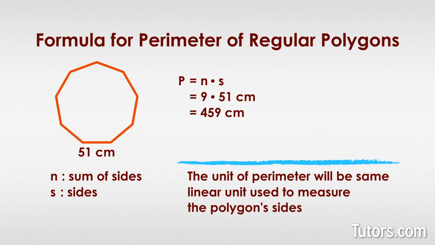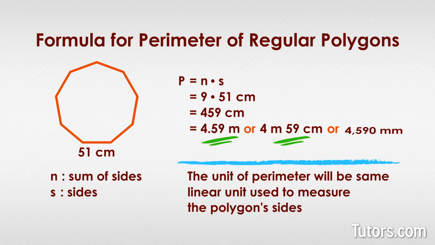Only after calculating the perimeter in the same units as the sides should you attempt to convert the measurement units if needed. 459 centimeters equals 4.59 meters, which you could write as 4 meters 59 centimeters or 4,590 millimeters.